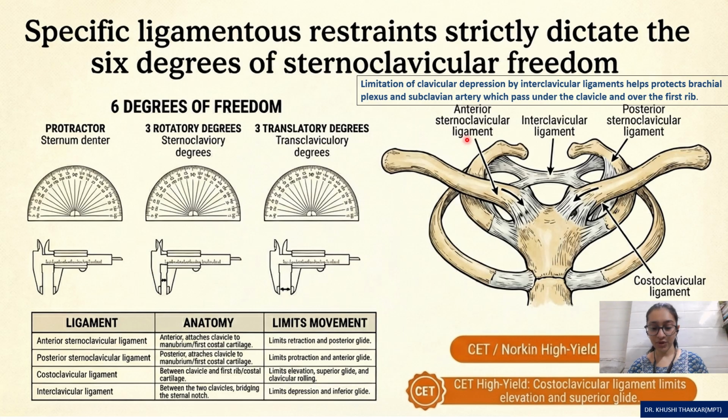Always remember for your CET that the costoclavicular ligament limits the elevation and superior glide. And what is the reason and the benefit for the same? That is, it prevents compression of the brachial plexus and major important vessels passing via the space, that is the axillary space.